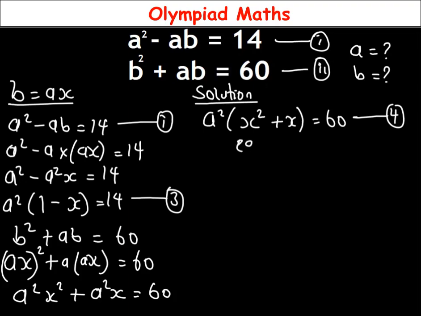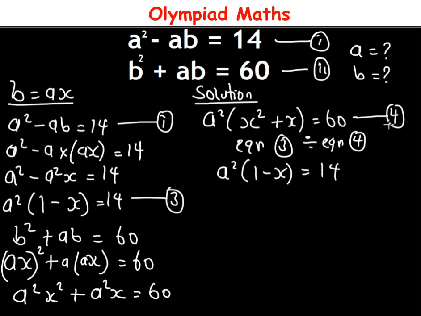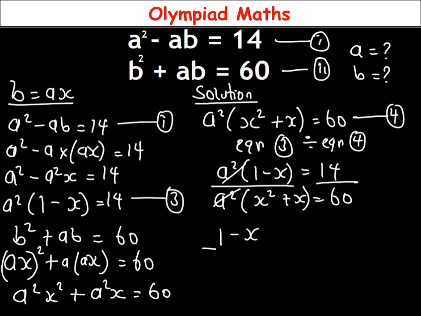Okay, then equation 3 divided by equation 4. Equation 3 is a squared in brackets 1 minus x, equal to 14, and equation 4 is a squared in bracket x squared plus x, equal to 60. Now divide this, such that a squared divides a squared, and you are left with 1 minus x over x squared plus x is equal to, now 14 over 60 is equal to 7 over 30.